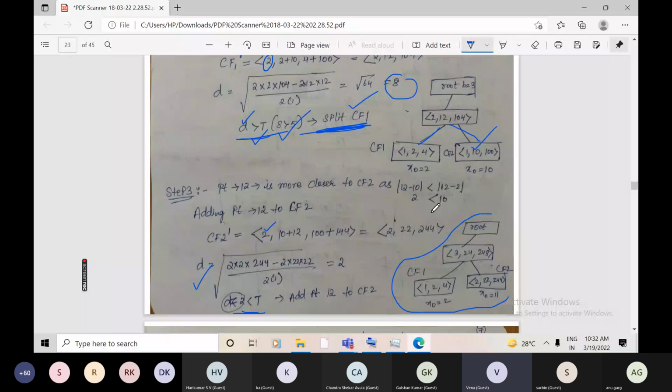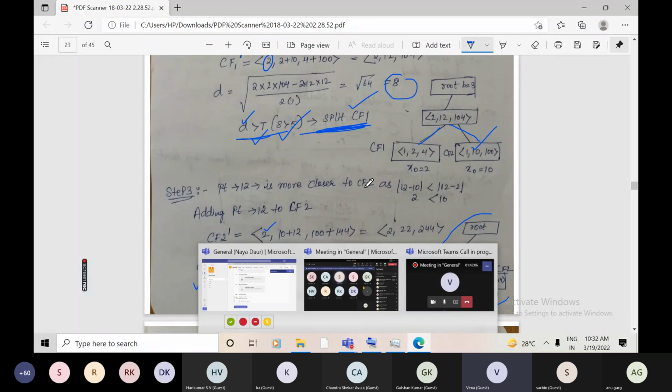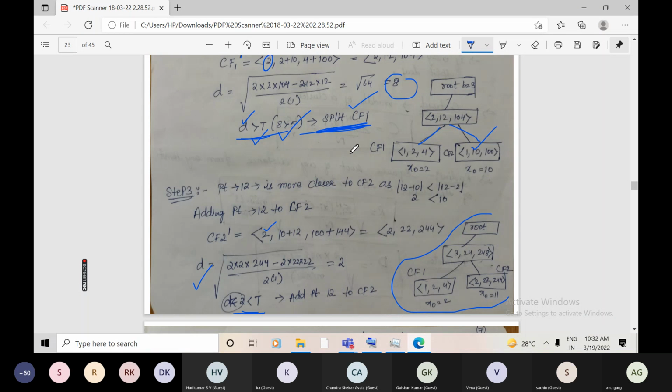Anu, if this point instead of 12 it was 6, say it was equidistant from both 2 and 10, then what do we do? You mean to say both are equal? Yeah, in that scenario, what do we do? That again, I'm not sure. Okay, no worries.